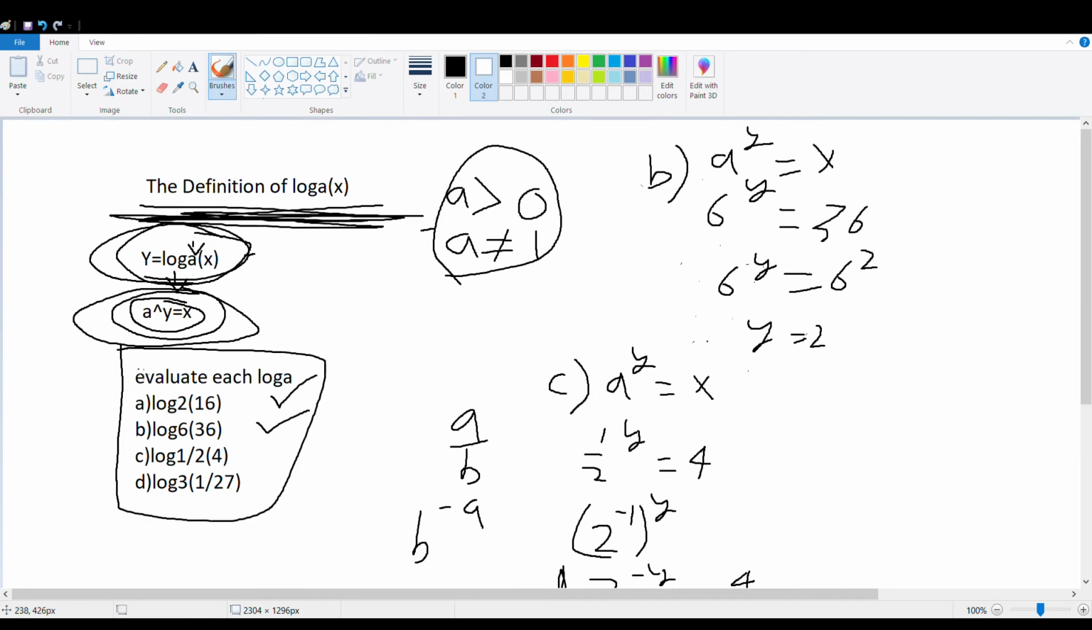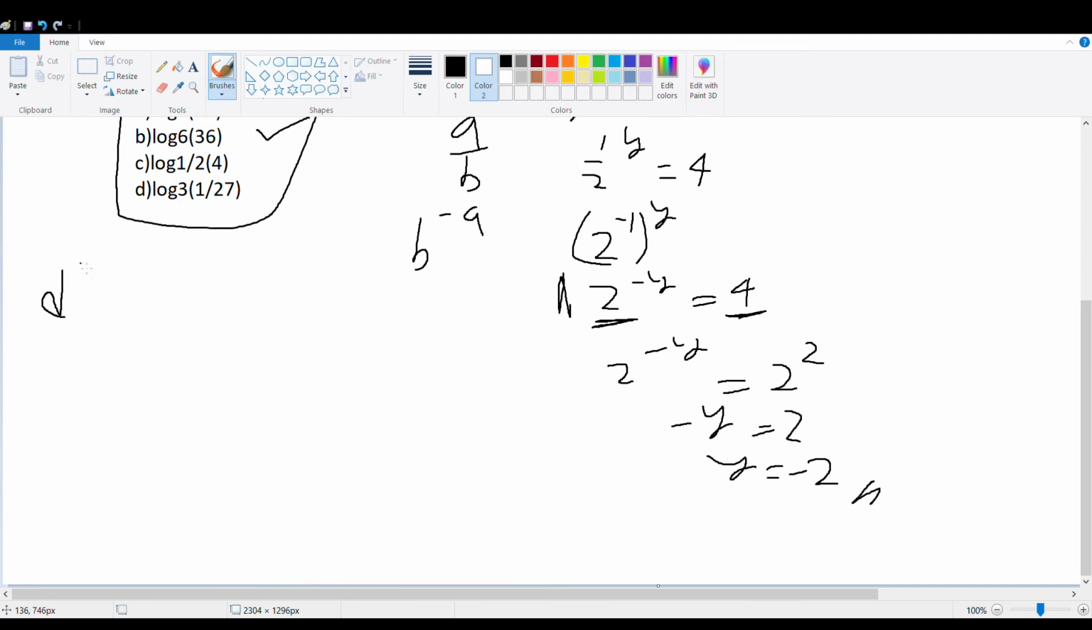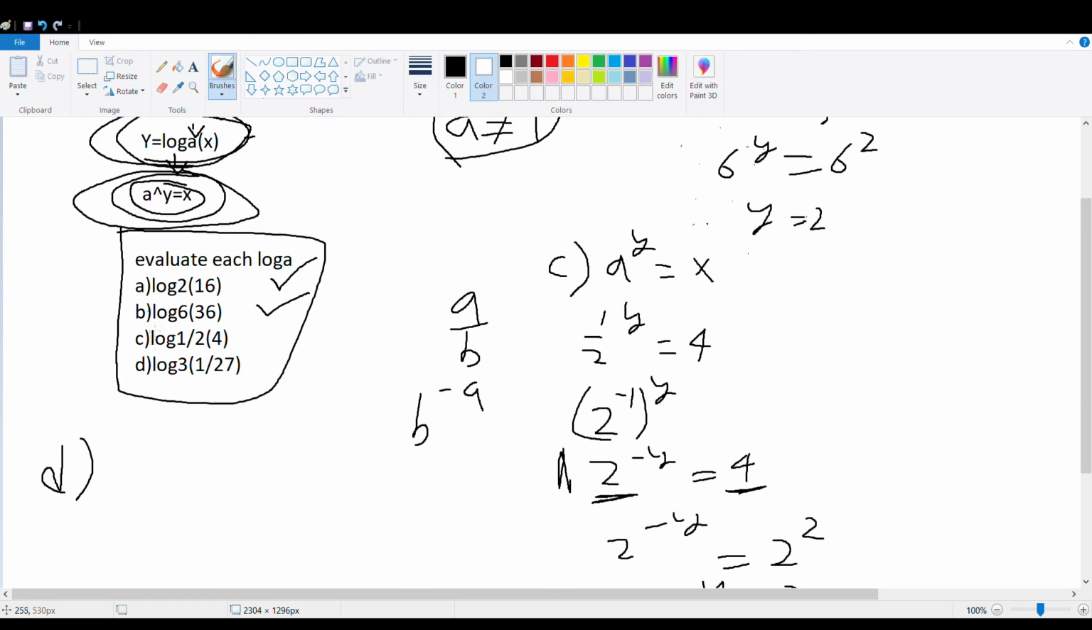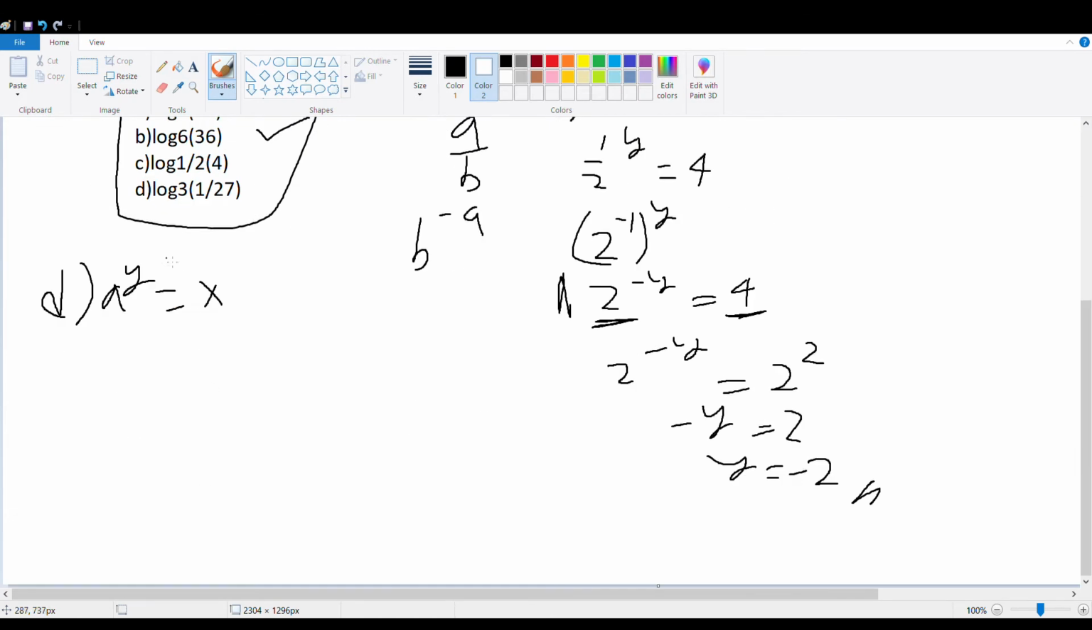Now we're going to do number D right here. Just like the previous one, I'm going to input the equation. I'm going to write it first, just so it's clear for me. As you can see here, a is 3, so I'm going to put 3 right here, y is what we are trying to find, and x is 1 over 27.